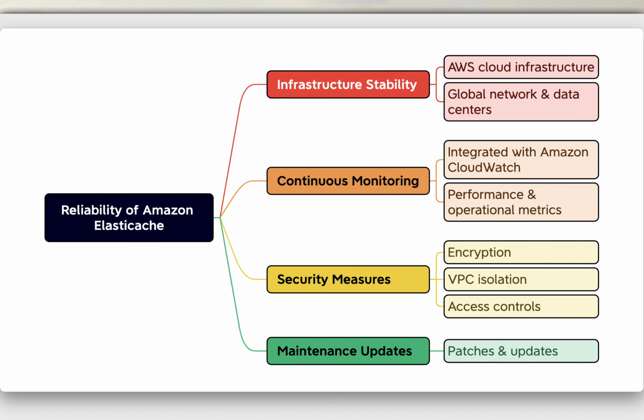Reliability of Amazon ElastiCache. 1. Infrastructure stability. ElastiCache runs on the AWS cloud infrastructure, benefiting from its global network and data center reliability. 2. Continuous monitoring. The service is integrated with Amazon CloudWatch, which monitors performance and operational metrics, providing insights and alerts. 3. Security measures. ElastiCache offers encryption, VPC isolation, and access controls to protect data and ensure its integrity. 4. Maintenance updates. AWS ensures that the ElastiCache service receives necessary patches and updates, further enhancing its stability and reliability.